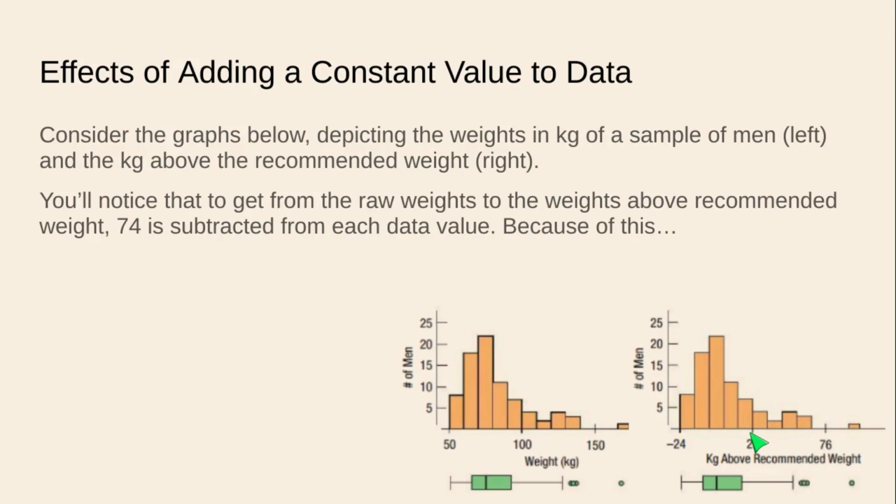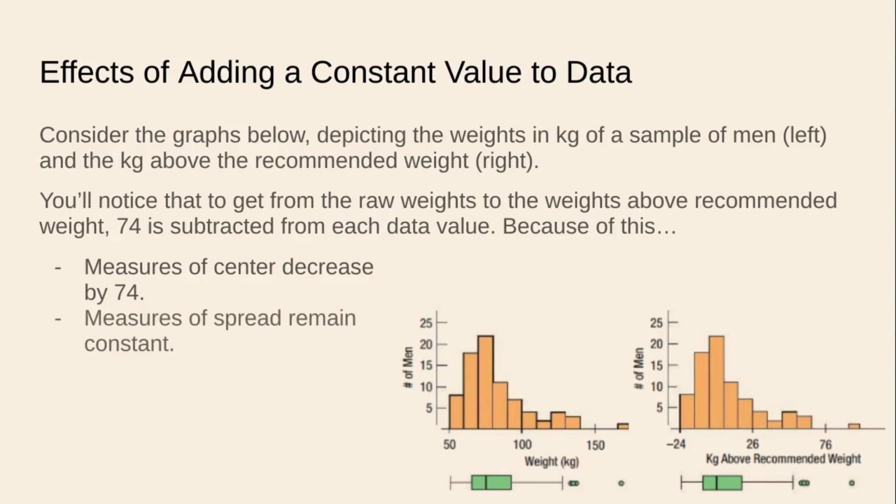So how does that affect the center and spread? Well, because of this, measures of center decrease by 74. We add a negative 74 to get from this graph to that, this set of data to that. Well, that means that the measure of center will decrease by that same amount. But will the spread change? Well, no. The measure of spread remains constant.